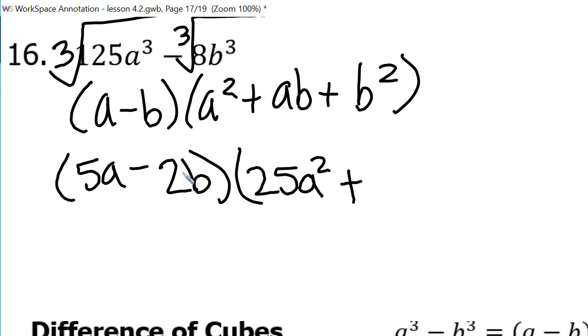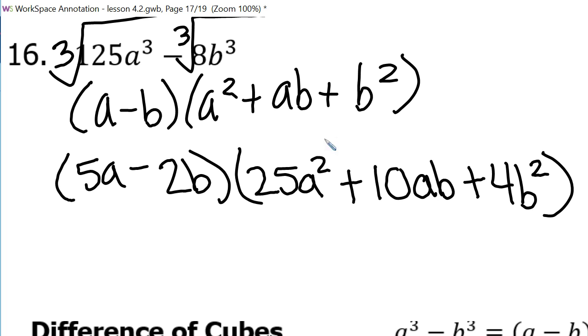What does AB mean? A times B. So what is 5A times 2B? 10AB. Then a plus sign. Now the 2B needs to be squared. So it's 2B times 2B. 4B squared.